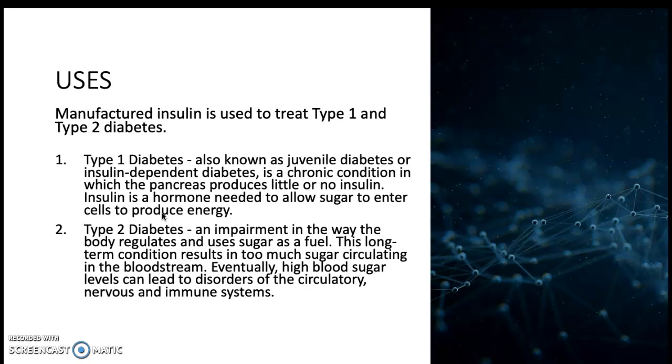Now let's look at type 2 diabetes. An impairment in the way the body regulates and uses sugar as a fuel. This long-term condition results in too much sugar circulating in the bloodstream. Eventually, high blood sugar levels can lead to disorders of the circulatory, nervous, and immune systems.